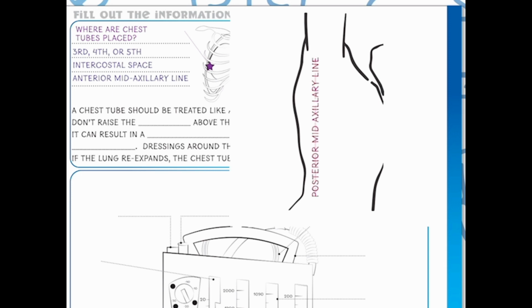So our first line is this posterior mid-axillary line. And as you can imagine, this is because it's closer to the backside. We have our middle mid-axillary line because it's in the middle of our axillary. And we have our anterior mid-axillary line. So in the case of our chest tube, remember we're going to come down to our third, fourth, fifth, and we're going to go right at the anterior mid-axillary line.